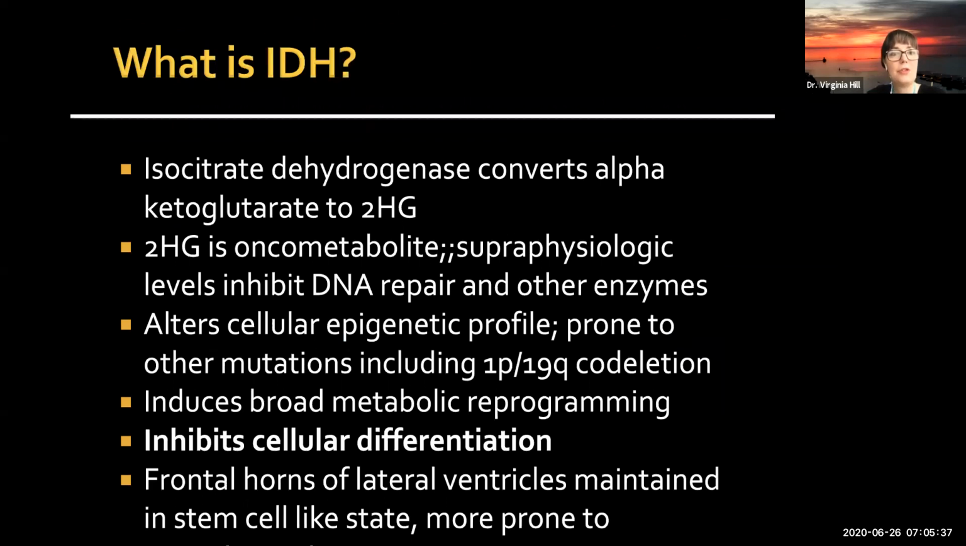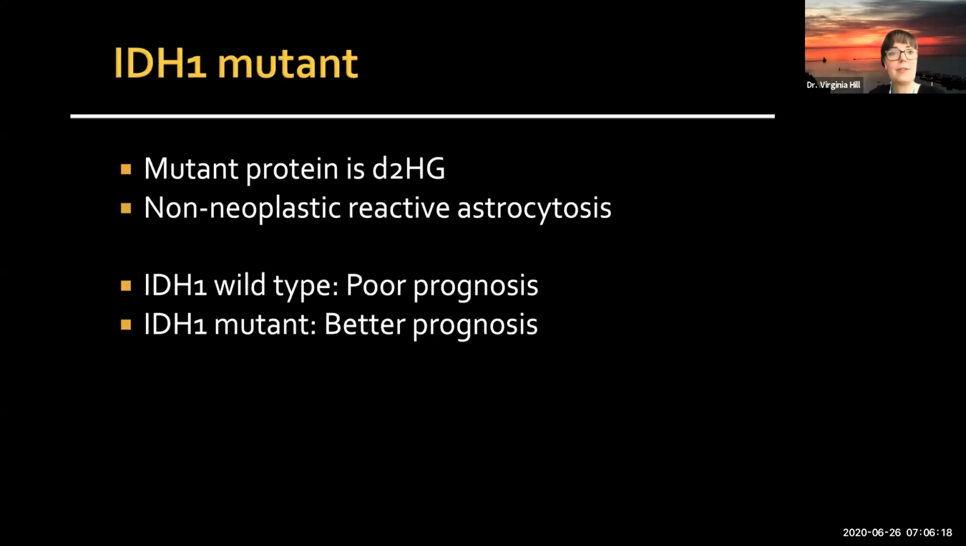IDH is isocitrate dehydrogenase, which converts isocitrate to alpha-ketoglutarate, and the mutant enzyme converts alpha-ketoglutarate to 2-HG. You may remember from studying the Krebs cycle in medical school, which I know is a long time ago, but very important still. 2-HG is an oncometabolite, and superphysiologic levels of it will inhibit DNA repair and other enzymes. This alters the cellular epigenetic profile and makes the cells prone to other mutations, including 1p19q co-deletion. It induces broad metabolic reprogramming, inhibits cellular differentiation, and therefore causes cells in the frontal horns of the lateral ventricles to be maintained in a stem cell-like state and more prone to tumorigenesis.